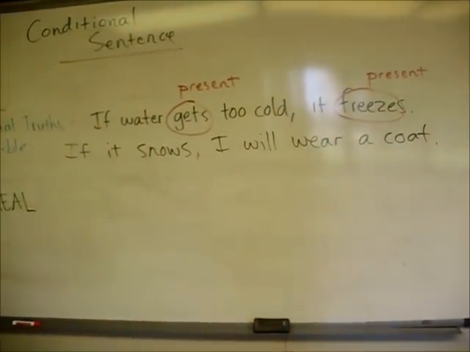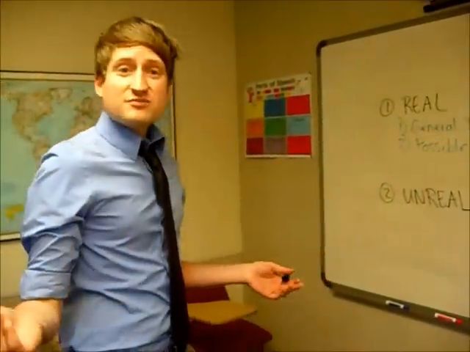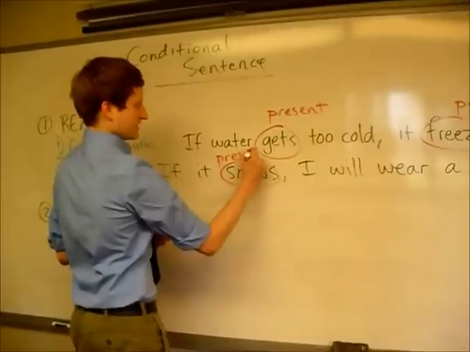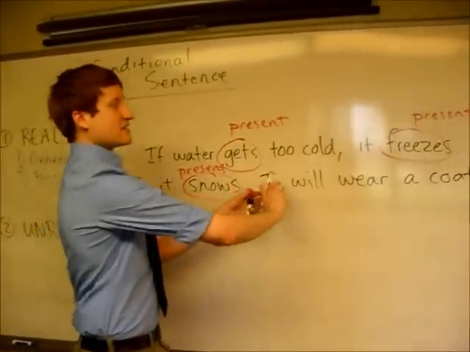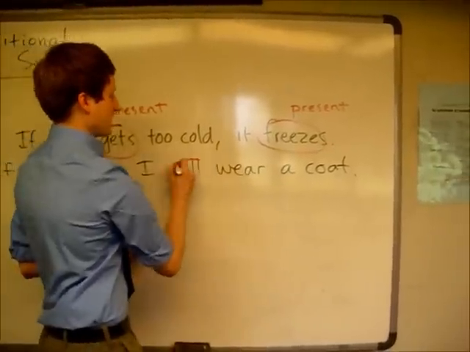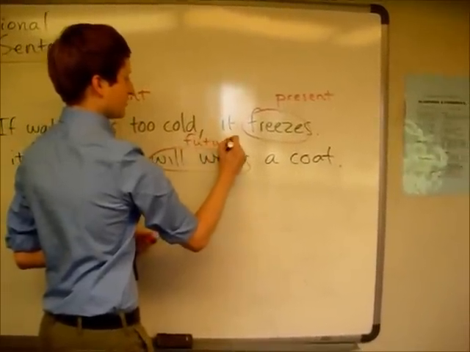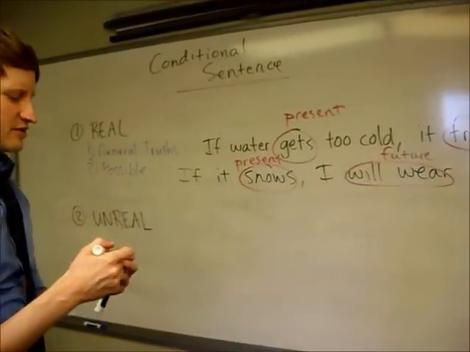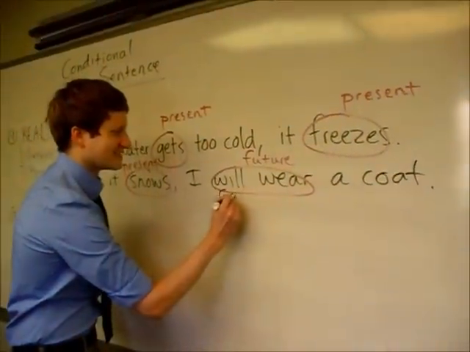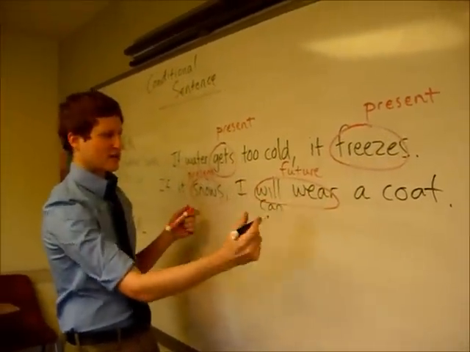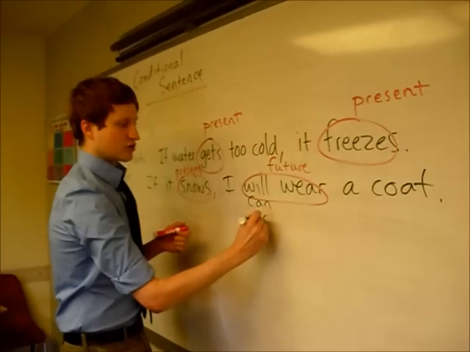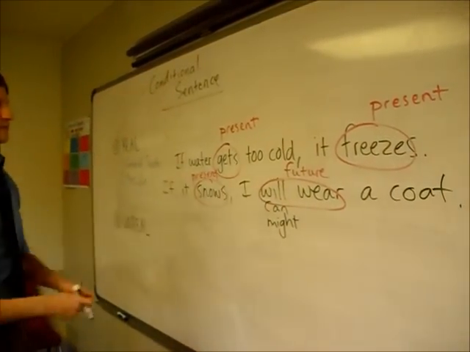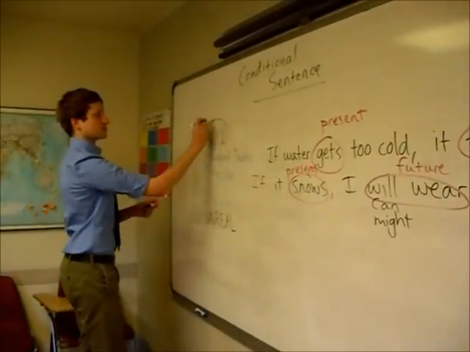So it's not always true, right? It doesn't always snow, but it might snow. So in this situation, we use the present, right? If with the present. And then in the result, in the consequence, we actually have the future, right? We have the future with will. And actually, sometimes other modals can be used. It's okay to say can, right? If it snows, I can wear a coat, or I might wear a coat. So you can use other words. Usually we use will, right? Present, future. These are for real things, the real world.